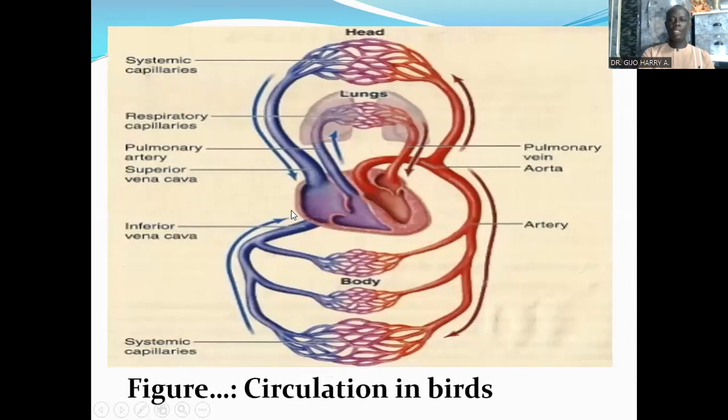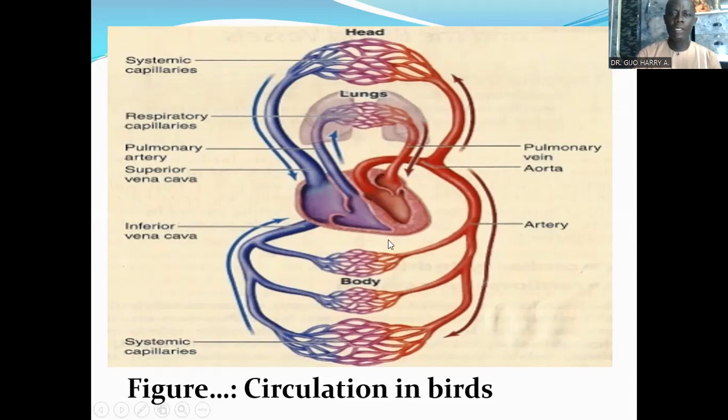This is also showing the circulatory system of birds. The circulatory system of birds is divided into 3 parts, just as it is with mammals. It has the coronary circulation, which is the circulation of blood in the heart. Then it has the pulmonary circulation, the movement of blood to the lungs and back to the heart. And then the systemic circulation, the movement of blood from the heart to the rest of the body and back to the heart.